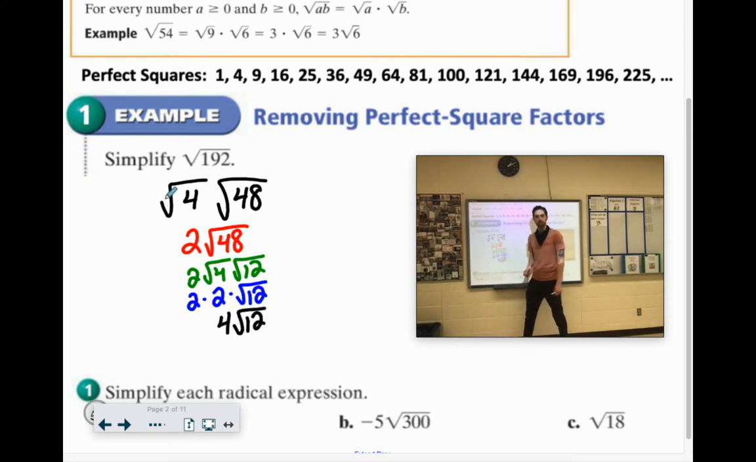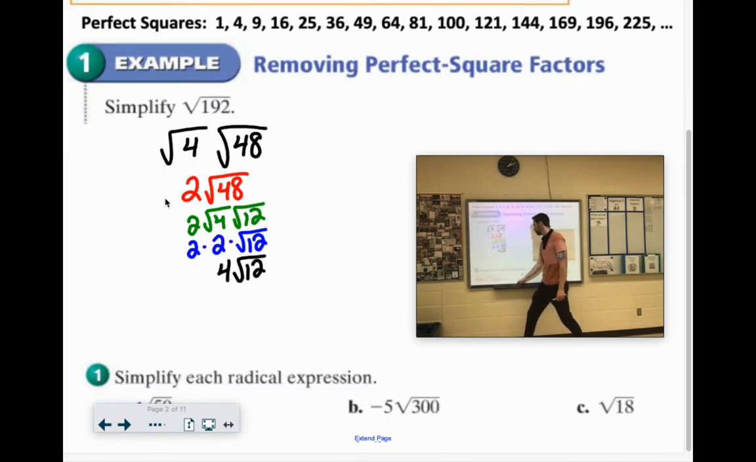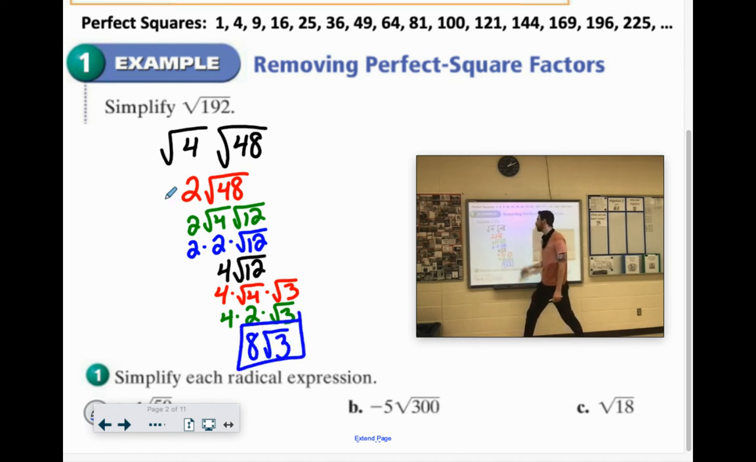And that seems nice. But then you're like, oh, but Mr. Plant, 12 has a perfect square in it. It's 4. So we have 4 times, and then we'll break up the 12. 4 times 3. Square root of 4 is 2. So we have 4 times 2 times the square root of 3. And 4 times 2 is 8. So final answer is 8 root 3. Now, 3 does not have any perfect squares in it except for 1, but we never use 1 when we're considering these perfect squares. That was kind of a lot of steps.